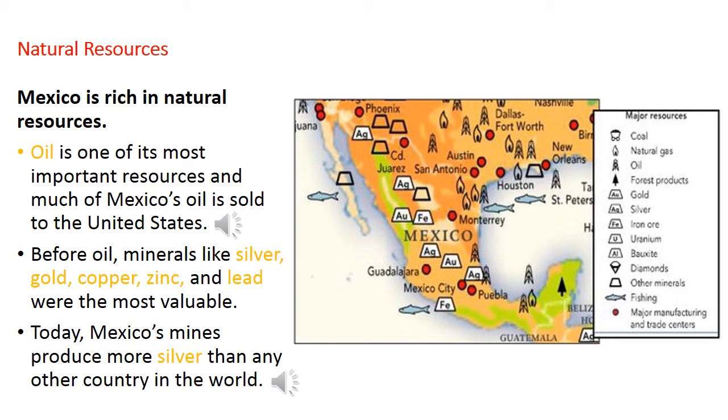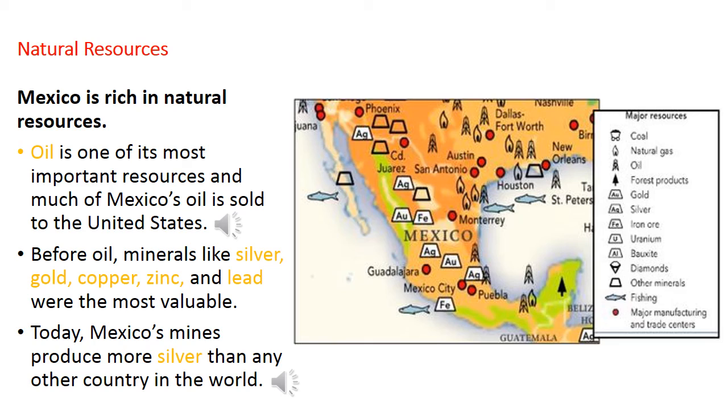Mexico is rich in natural resources. One of its most important resources is petroleum, or oil. Oil reserves are found mainly under the southern and Gulf coastal plains, as well as offshore in the Gulf of Mexico. Mexico sells much of its oil to the United States.